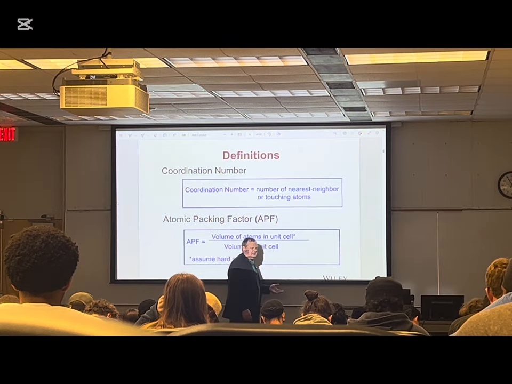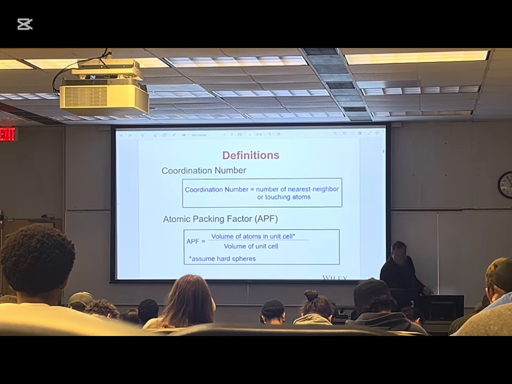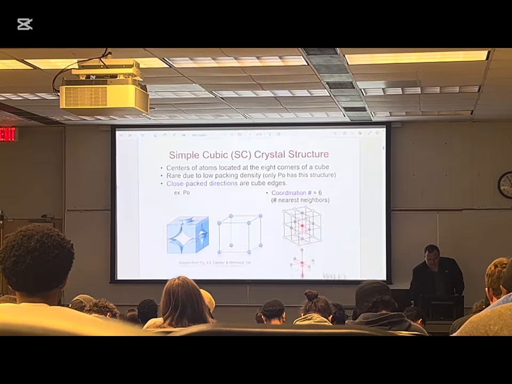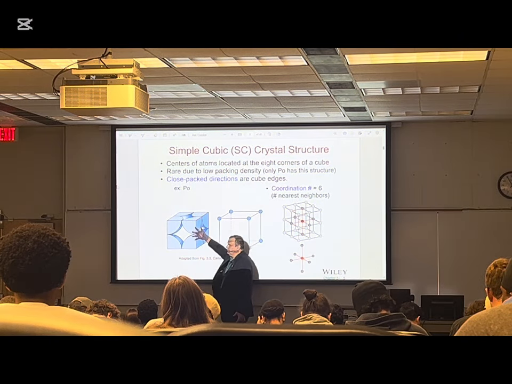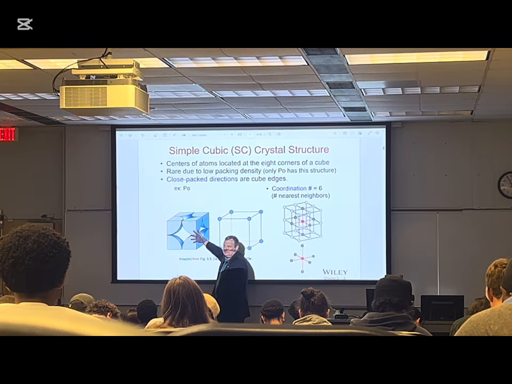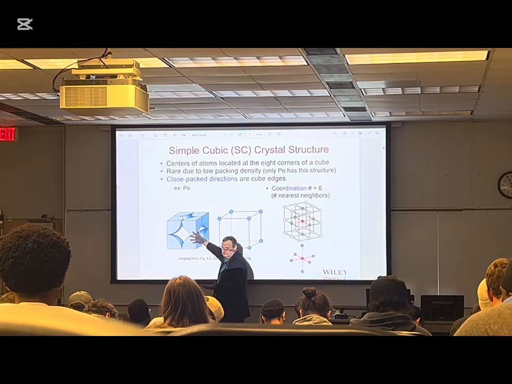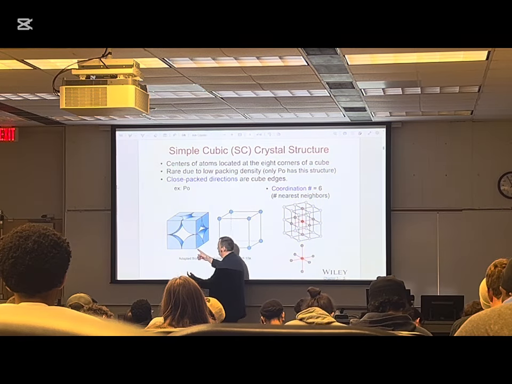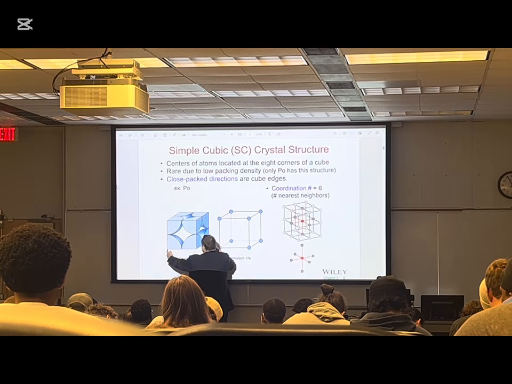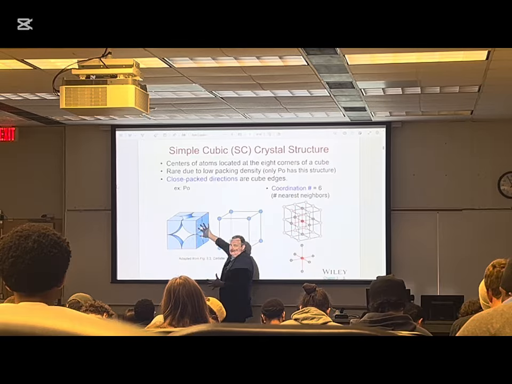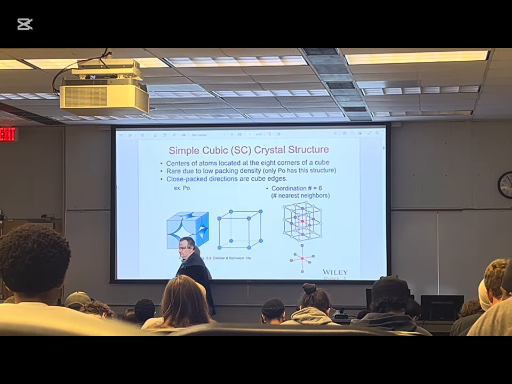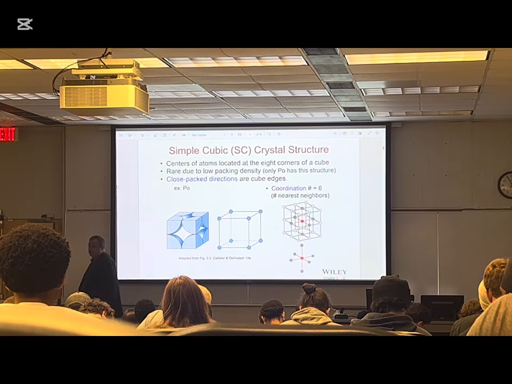And what does this physically mean? Well, if we go back up here, this is the unit cell. What is the volume of the unit cell? Well, this is a cube, so we have this and this and that. So this times that is the volume of this unit cell, right?